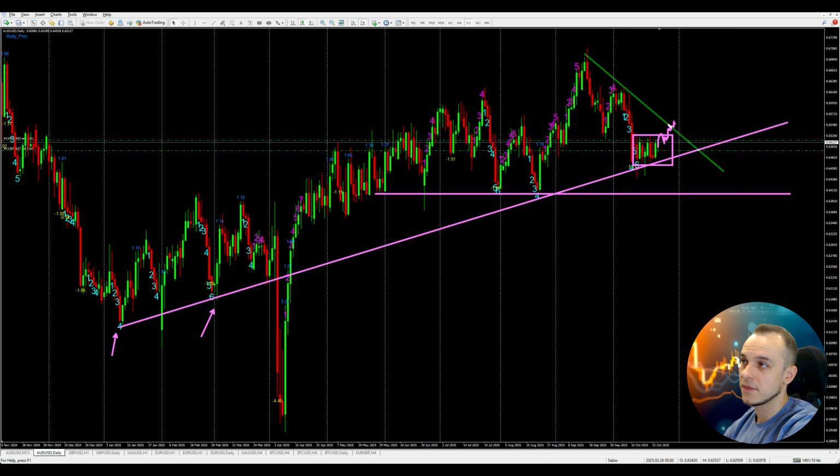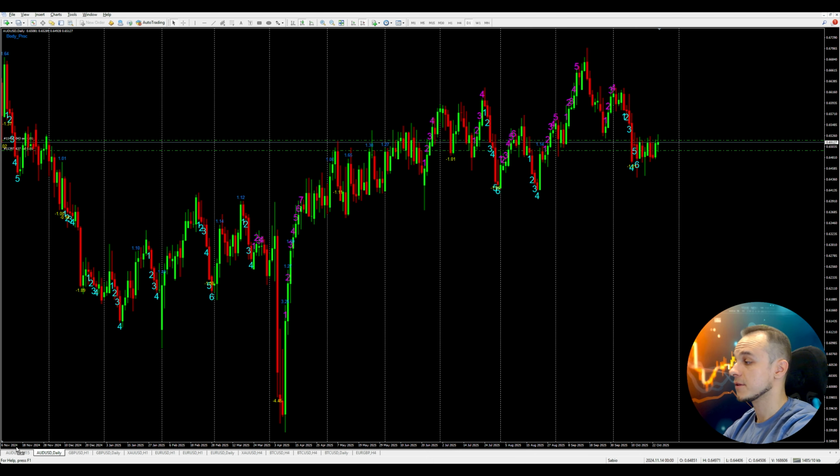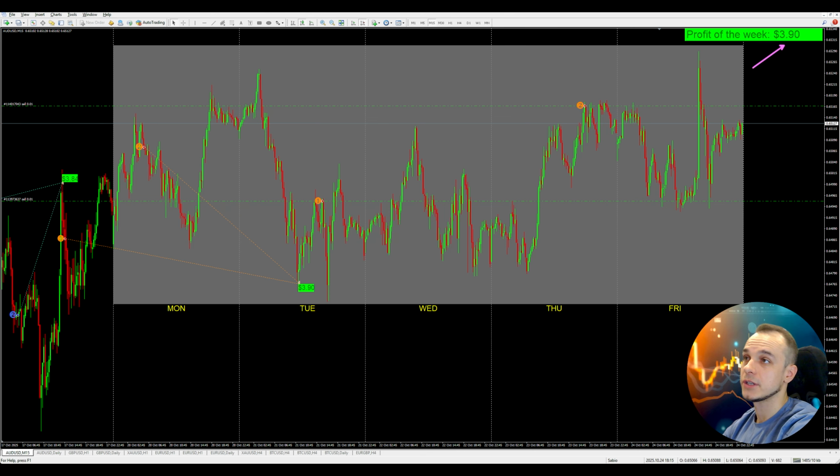Even if we speak about this local decline, still we have this scenario of the upward movement. Maybe after it we're going to retest this trend line and we'll see what will happen next. The profit of this week amounted to $4.